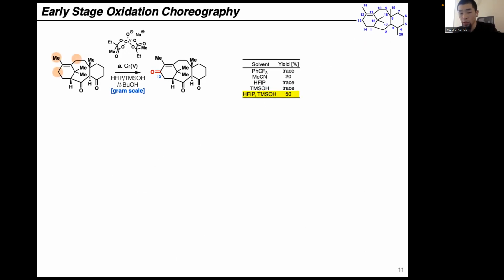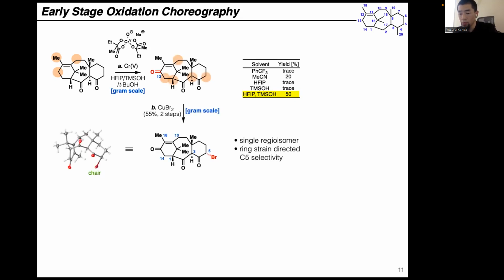The chromium 5 reagent I previously showed you provided us with this C13 oxidation product. Despite the presence of two more allylic positions, this chromium 5 reagent successfully hit the desired position in an exotic combination of solvent, HFIP, and trimethylcyanol. The solvents previously used for this transformation, such as trichloroethylene and acetonitrile, weren't very effective and provided us with no reaction or regioisomers.